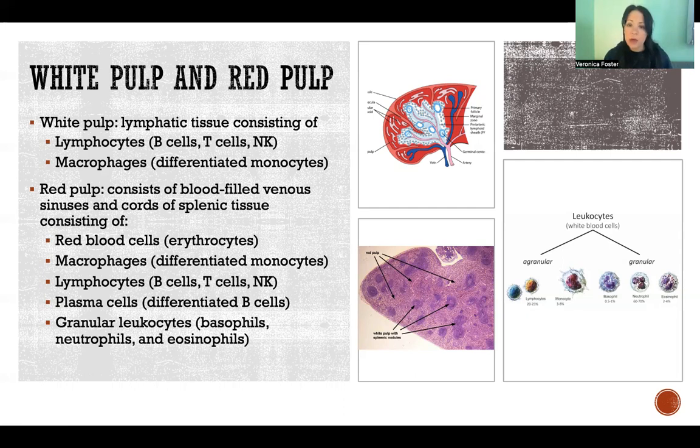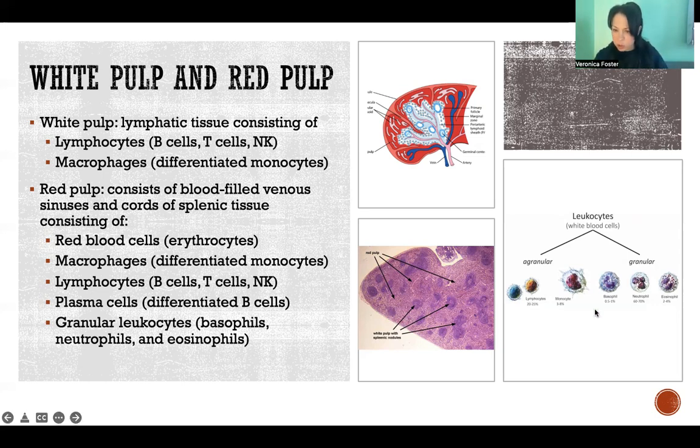A naive B cell is one that has not yet met the pathogen that it's going to spend its life destroying. And when it meets a pathogen and says, yes, I'm going to kill this thing for the rest of my life, that means it differentiated. And then at that point, we would call it a plasma cell. So that's all that means. And then granular leukocytes, which really just refers to basophils, neutrophils, and eosinophils.